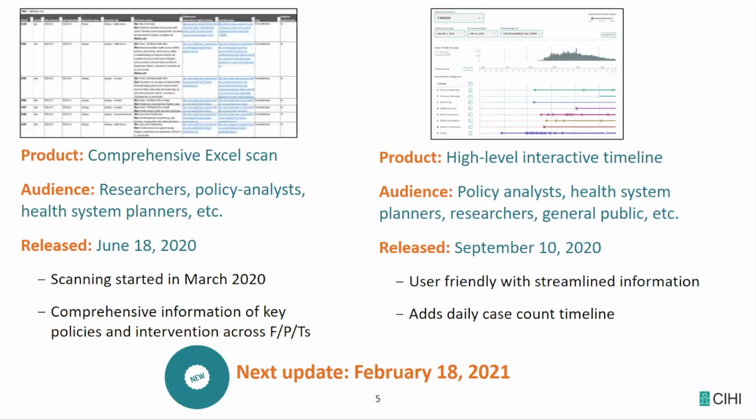Over on the right, we have the intervention timeline. It's aimed at a broader audience, for people who want a high-level visual description of the data but maybe are not interested in the details as much. It was released in September. We're updating both of the products regularly, and the next update is scheduled for February 18th of 2021. Both of the products are available in English and in French.